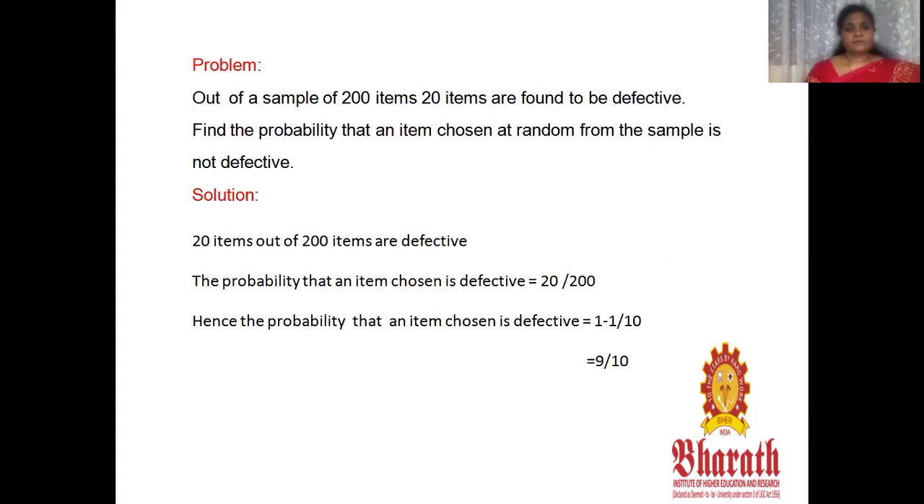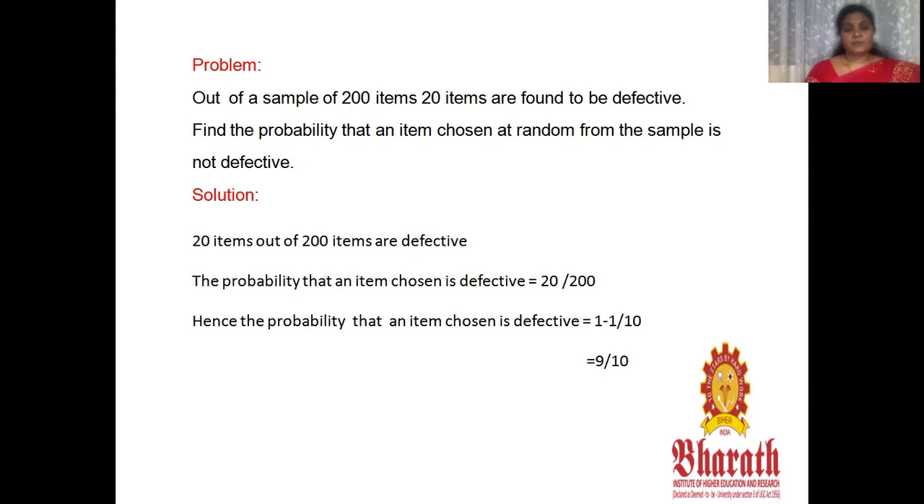Next problem. Out of a sample of 200 items, 20 items are found to be defective. Find the probability that an item chosen at random from the sample is not defective. 20 items out of 200 items are defective. Out of the total 200, we have 20 items which are defective. So, the probability that an item chosen is defective is equal to 20 by 200.